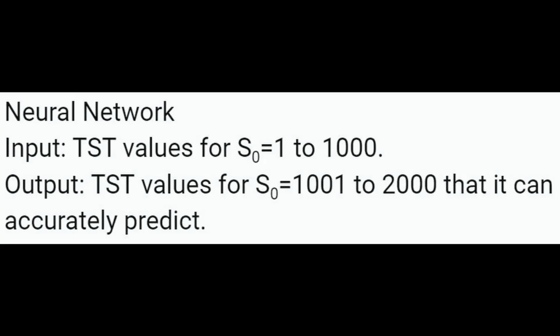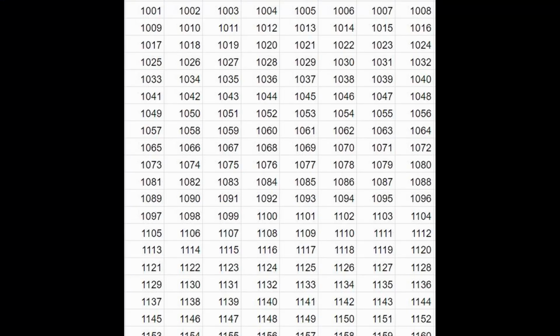So here's the information. It goes to a neural network. The input is the TST values for S0 equals 1 to 1,000, and the output, the TST values for S0 equals 1,001 to 2,000, that can be predicted accurately. First thing I'll show you is a copy of the output, the raw data, basically, that is 1,001 to 2,000 and placed in groups of 8. And there's all the information there.